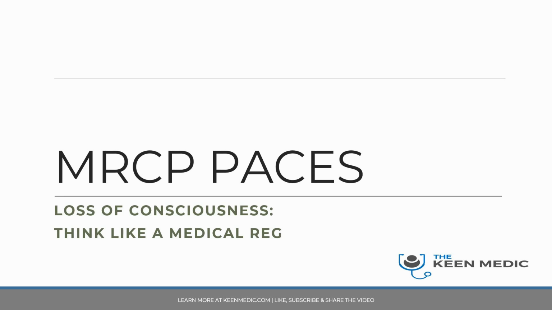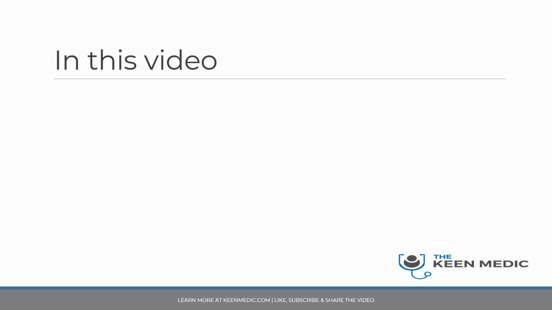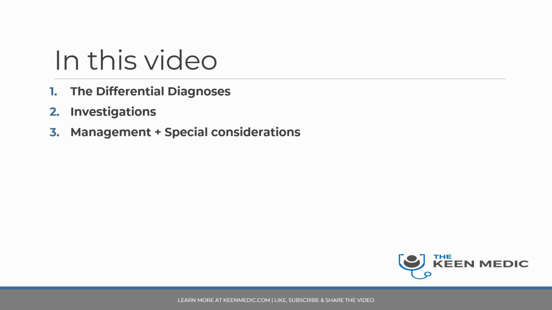So let's get started. Today we're going to be talking about the differential diagnosis of loss of consciousness, starting off with the main ones that you need to look out for, and I'm going to give you a way of thinking about the differential diagnosis as well, followed by the investigations, then the management and special considerations for loss of consciousness, and finally a summary because we're going to be covering a lot. So stay with me until the end.